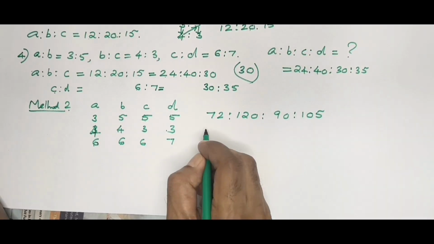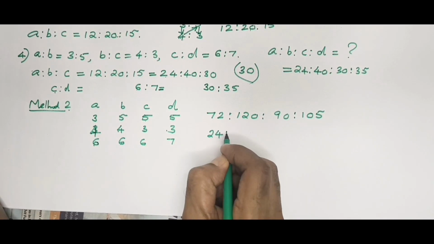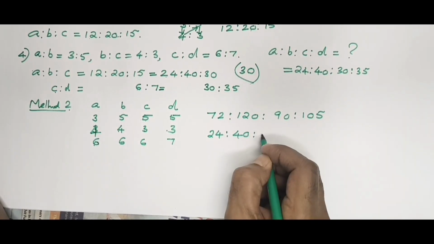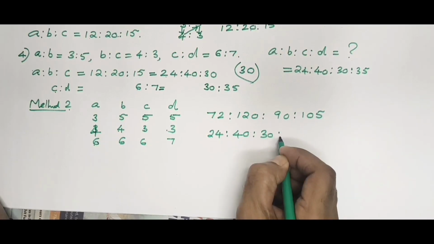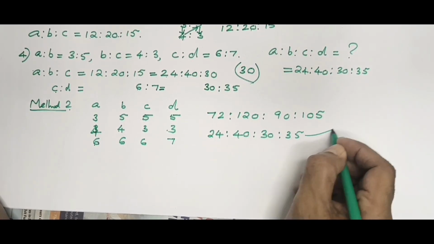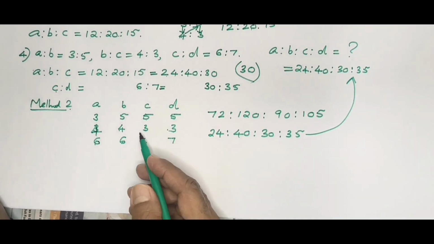So dividing all of them by 3, this will be 24. 120 divided by 3, 40. 90 divided by 3, 30. 105 divided by 3, 35. And this is the answer we had here. So this is the other method.